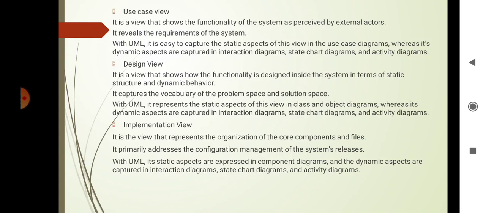Then third is the implementation view. This view represents the organization of the core components and files. It primarily addresses the configuration management of the system releases. With the UML, static aspects are expressed in the component diagram, and dynamic aspects are captured in interaction diagrams, state diagrams and activity diagrams.